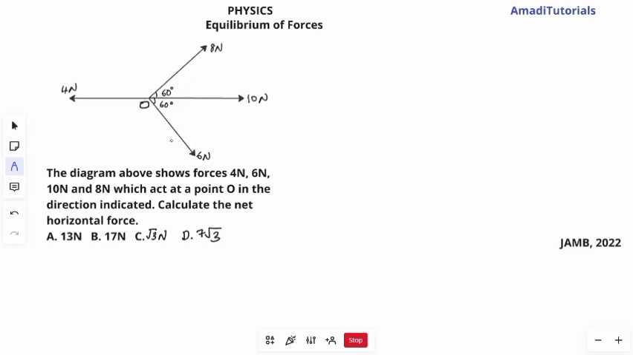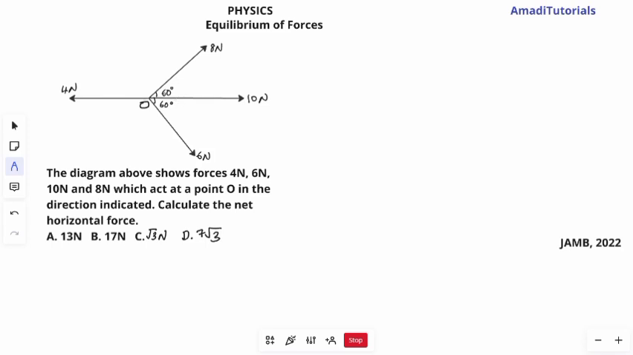Okay, the question says we should calculate the net horizontal force. They didn't say we should calculate the resultant force. So what we are going to look for is the total force that is acting on the horizontal axis of this point O. So the total horizontal force. Now, if you can see, we have 4 forces.